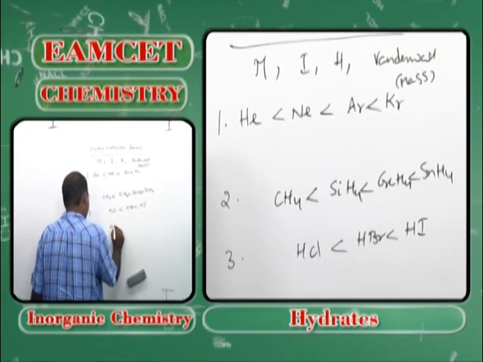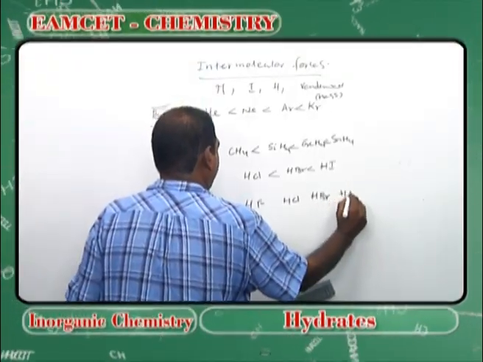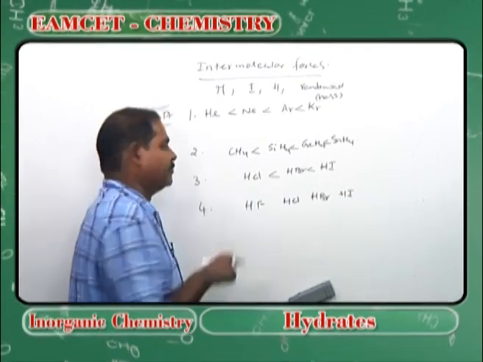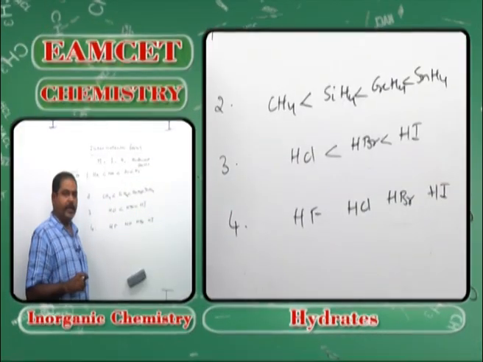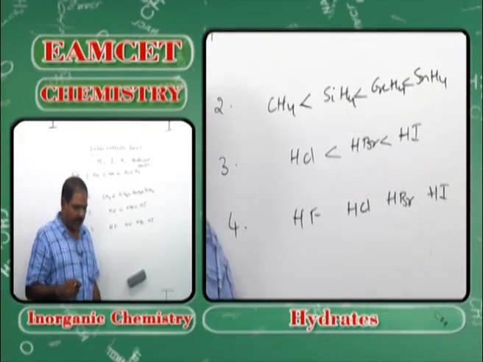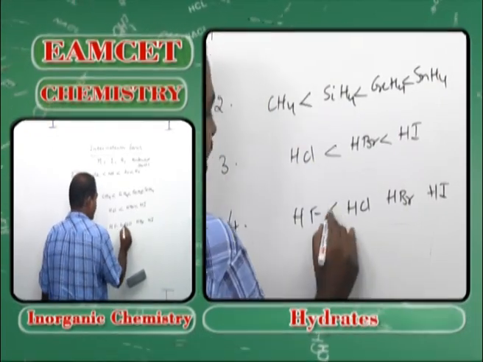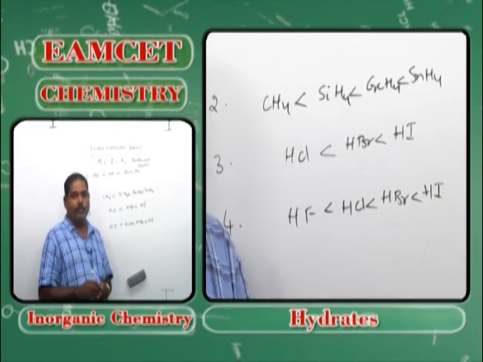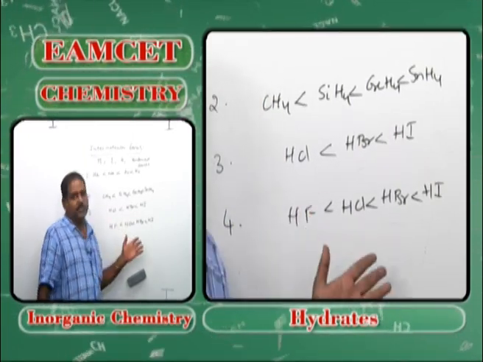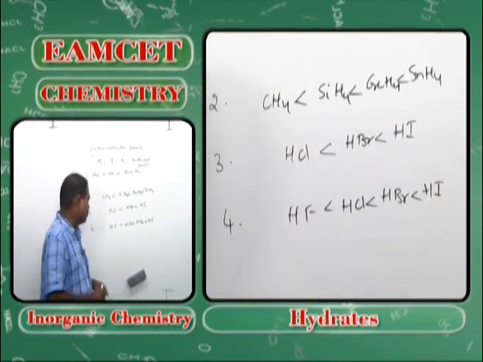Fourth one: HF, HCl, HBr, HI. I have consciously removed HF from the previous set. If you are a little careless and consider only mass, what will you do? HF less than HCl less than HBr. And when I ask you why you are talking about mass, you say, sir, there is nothing else to talk about. No, there is something else to talk about.